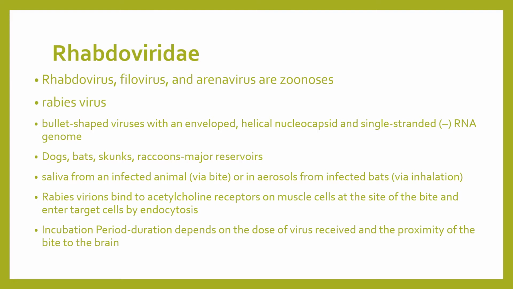As for the pathology, the rabies virions bind to the acetylcholine receptors on the muscle cells at the site of the bite and enter the target cells by endocytosis. Later on there is an incubation period, which depends on the dose and on the site of the bite, specifically its proximity to the brain.